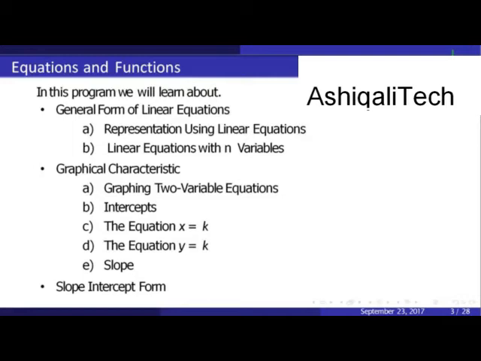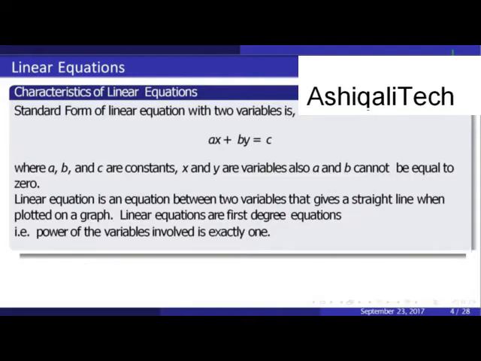In which we will also discuss representation using linear equations and linear equations with n variables. Second topic is graphical characteristics, in which we will discuss graphing two variable equations, intercepts, the equation x is equal to k, the equation y is equal to k, slope, and the third topic is slope-intercept form. We start from the characteristics of linear equations.